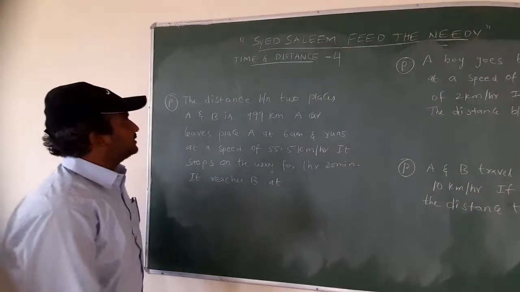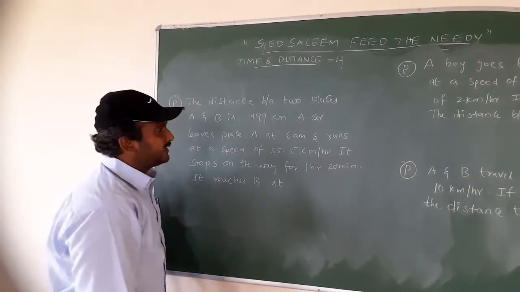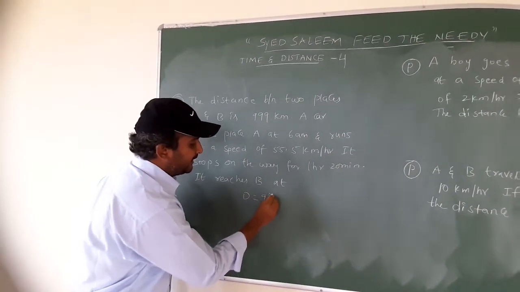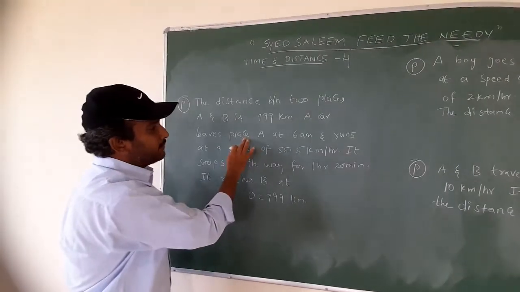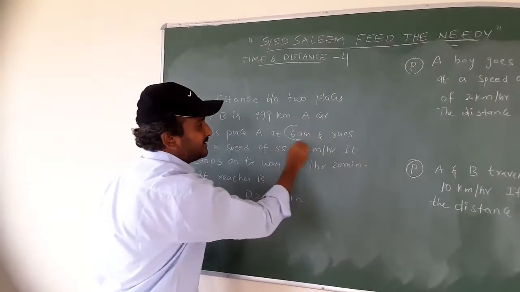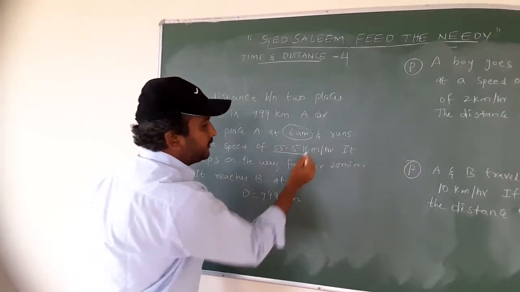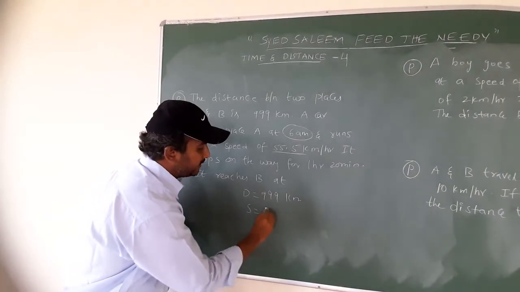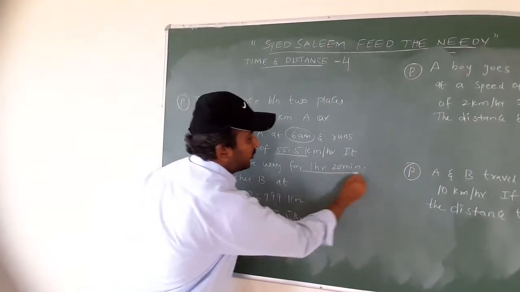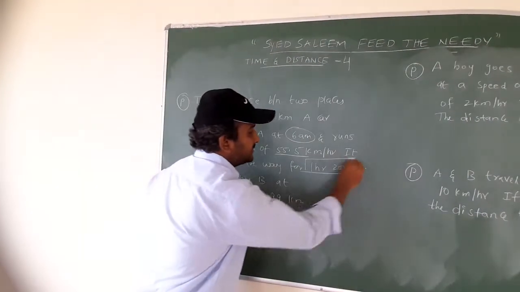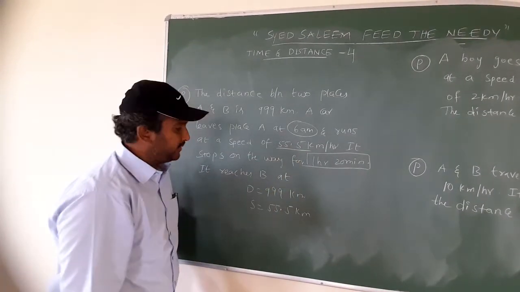Now coming to problem number 3. The distance between two places A and B is 999 km. A car leaves place A at 6 a.m. That means they started the journey at 6 a.m. and runs at a speed of 55.5 km per hour. It stops on the way for 1 hour 20 minutes. Don't forget, this also we have to include, because they are saying that it stops on the way for 1 hour 20 minutes.